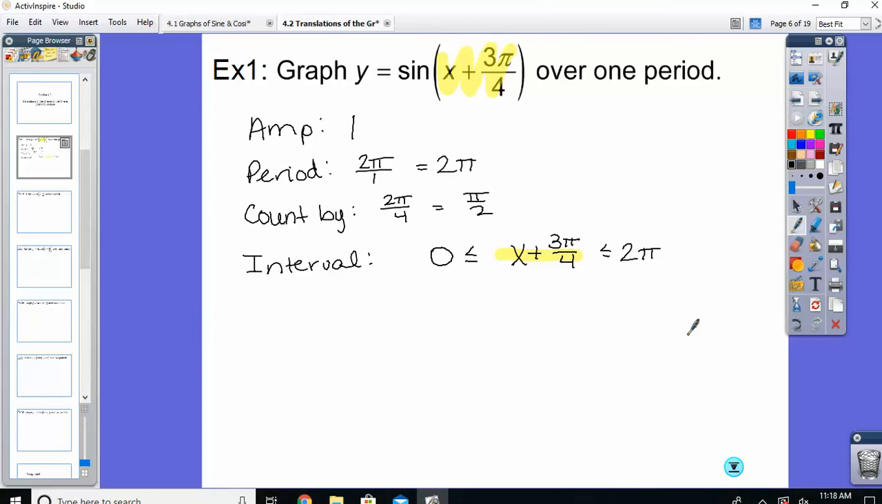Regardless of what the period is, if this were a 4 pi, it would have changed my period. Set it up between 0 and 2 pi and put the entire angle in the middle. Now I just want to solve this inequality for x. So to get the x by itself, we would subtract our 3 pi over 4, and we have to do it to both ends as well.